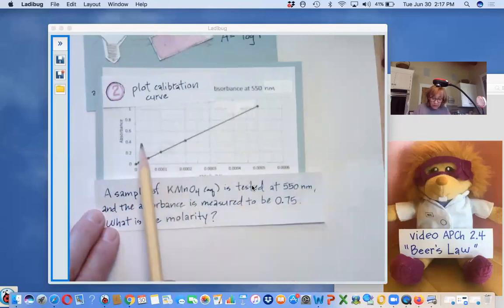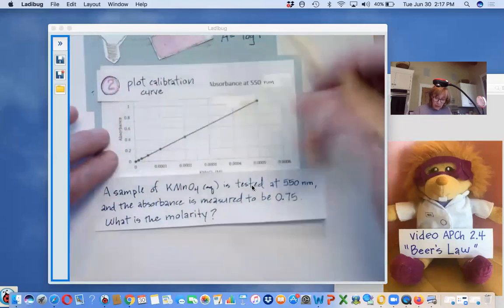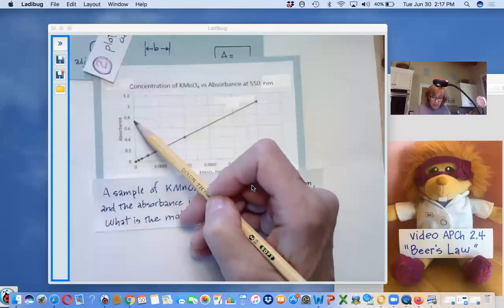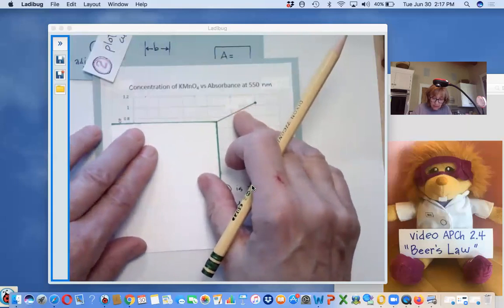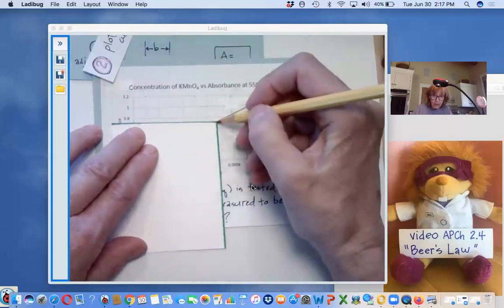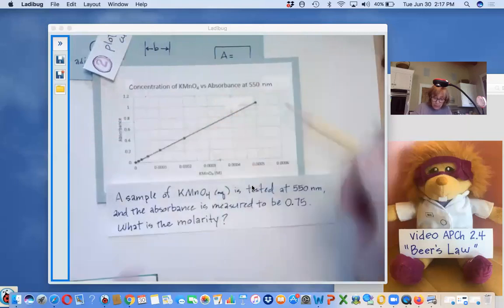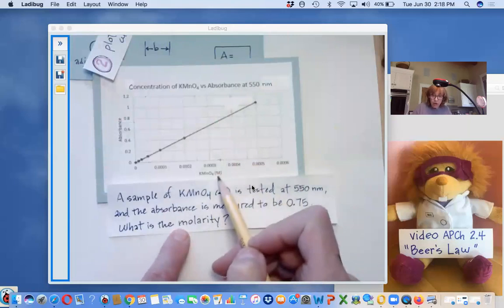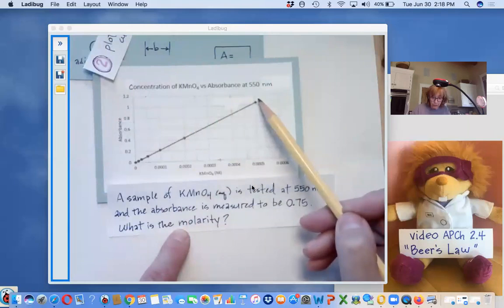So you can use this calibration curve. We'll find absorbance 0.75, be right about here. And then we're going to draw a straight line over until we hit the calibration curve, and then we're going to drop down and read the molarity. So that's a really simple way to find the molarity, the concentration, if you've got a calibration curve already made up.